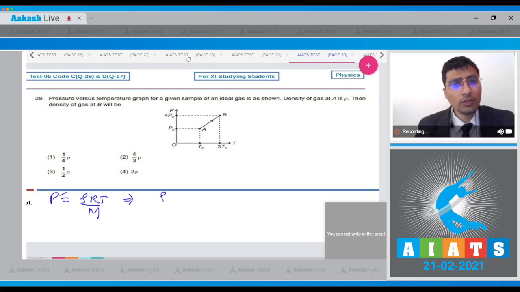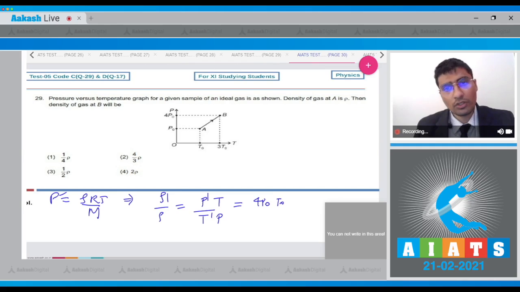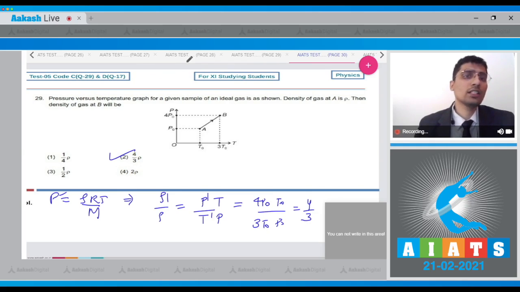Therefore dear student, we can write down that rho dash by rho will be P dash by T dash into P, and in the numerator will be T. Now the final pressure is 4 P naught, initial temperature is T naught, final temperature is 3 T naught, and initial pressure is P naught, so this will be 4 by 3. We can clearly see that the correct answer for this question is option 2.